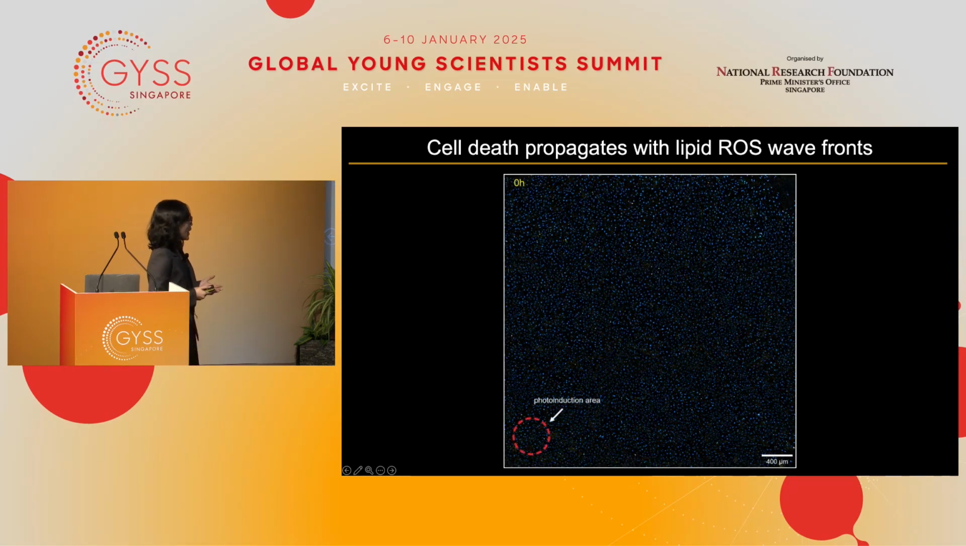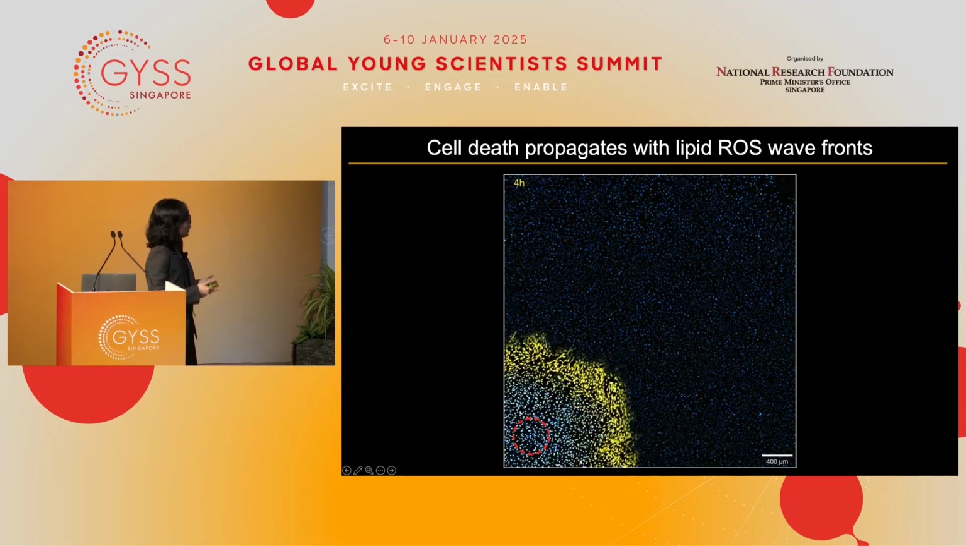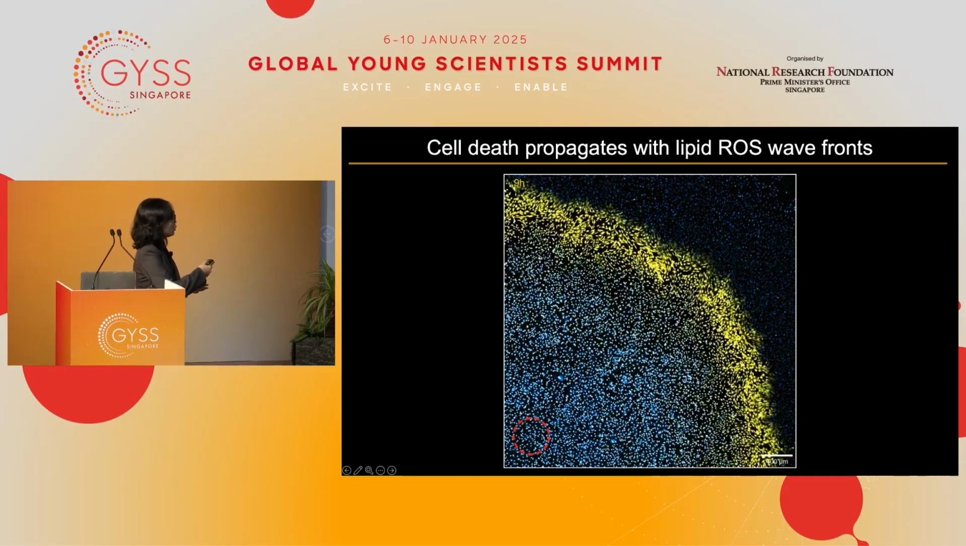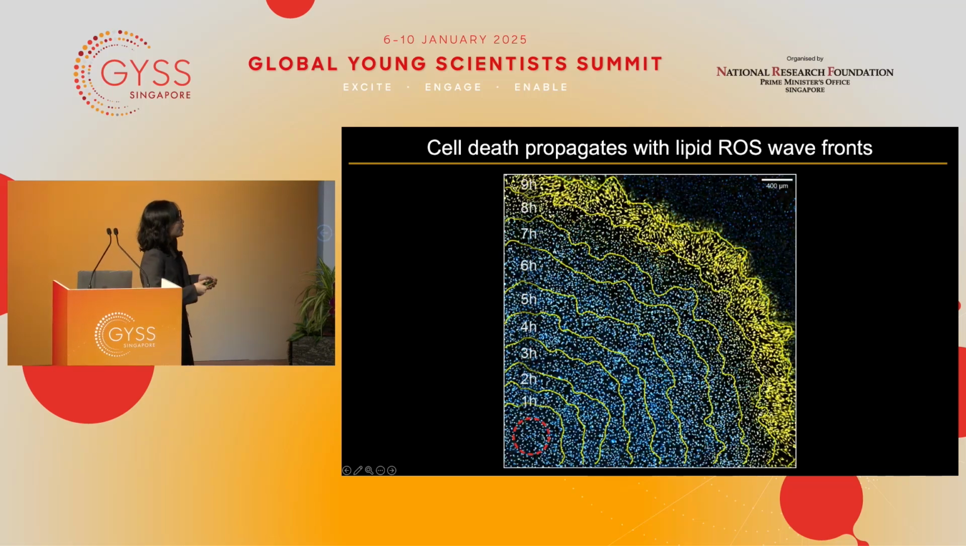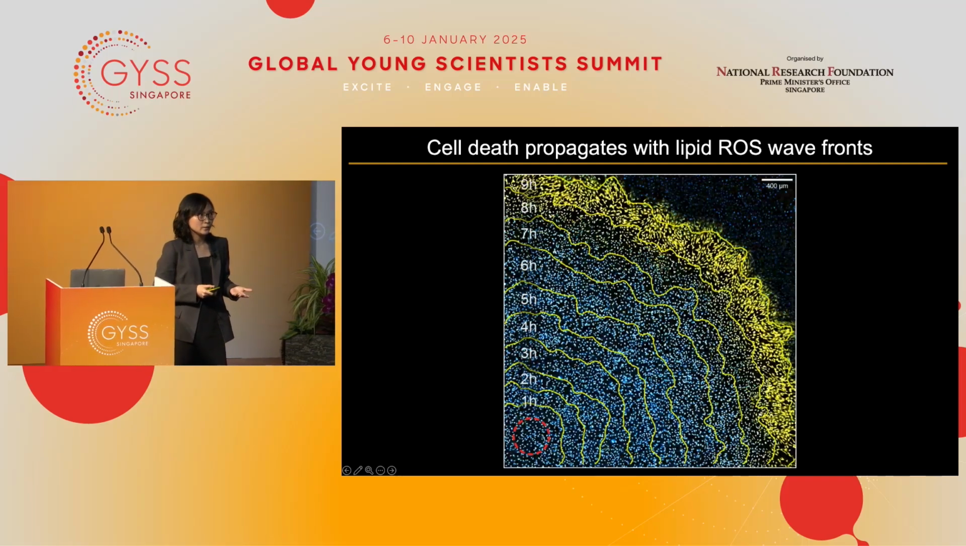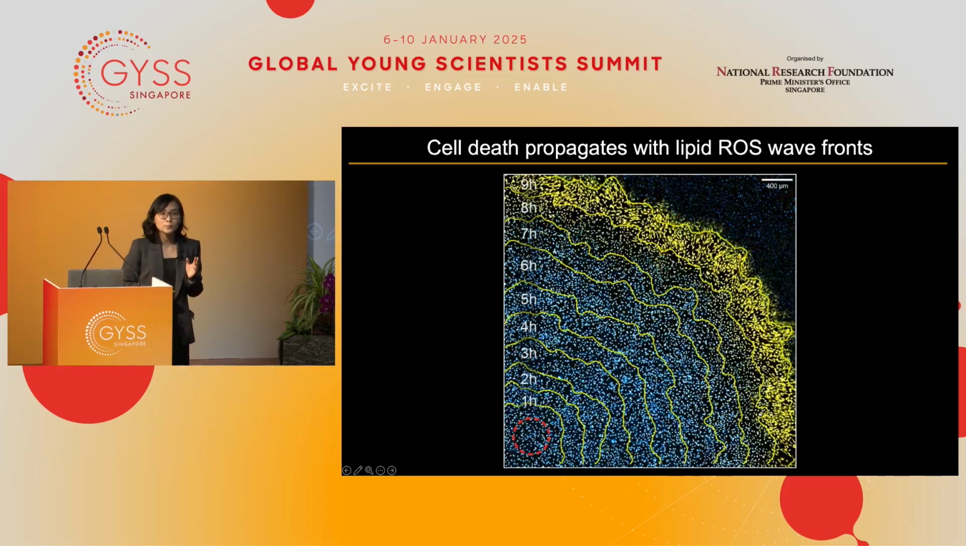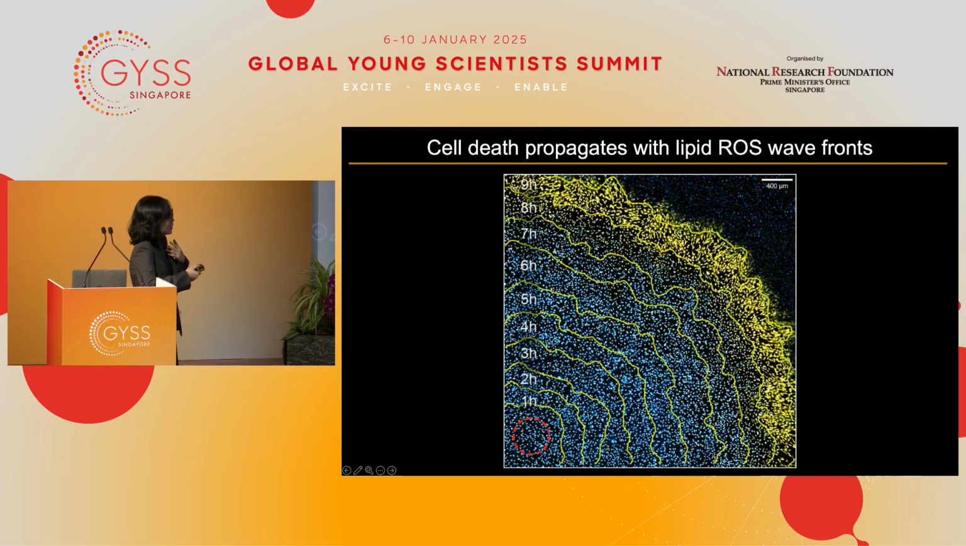And I found that there is a signaling wavefront here, shown as the yellow color, that moves ahead of cell death. This yellow wavefront represents lipid reactive oxygen species, or lipid ROS, that transmits between cells and causes cell death. And what's really remarkable, really for me, is that the cell death is propagating at a constant speed, as indicated by the constant progression of the cell death boundary.